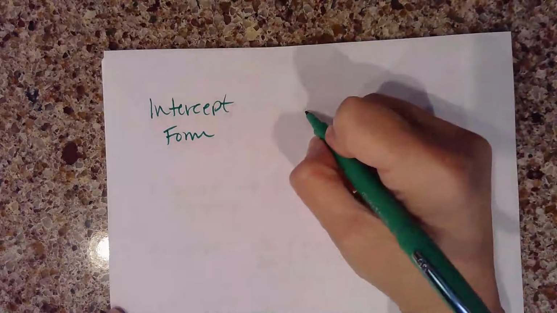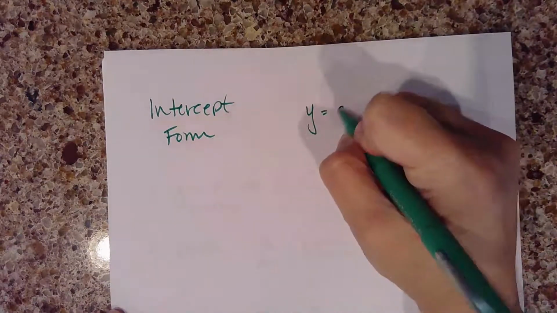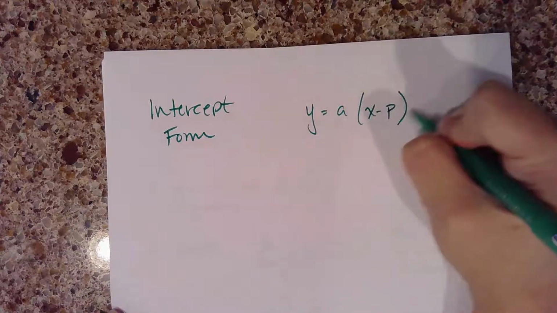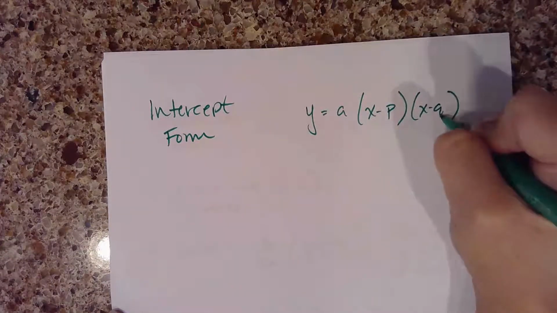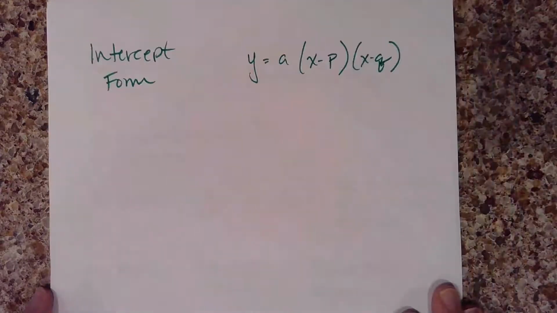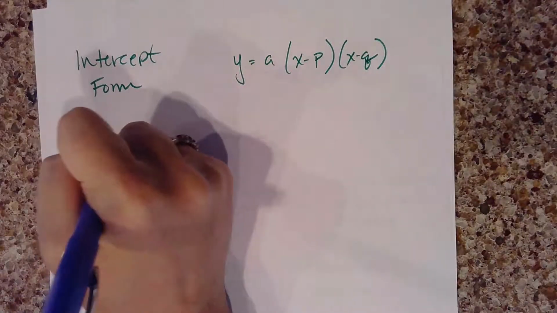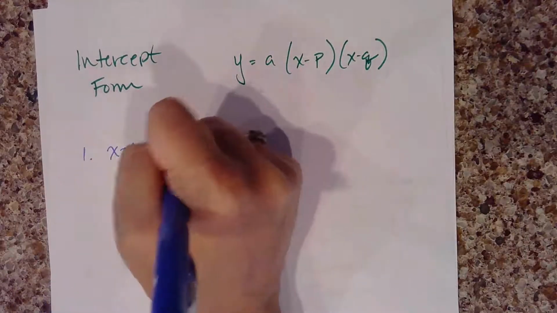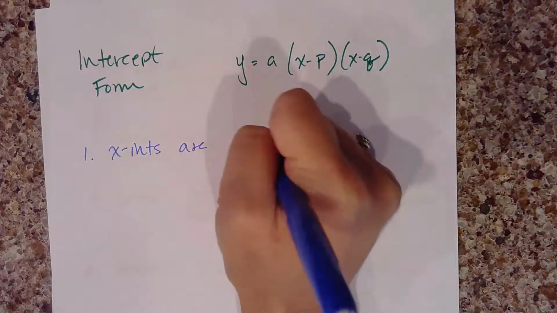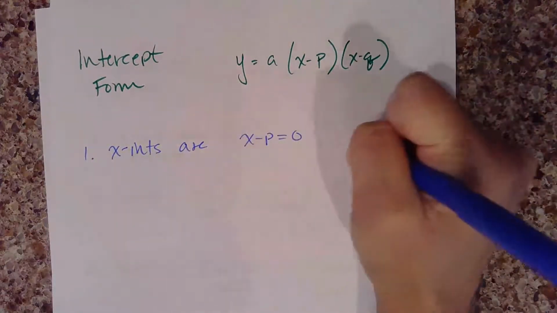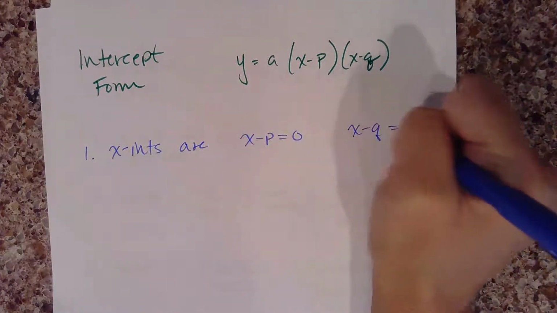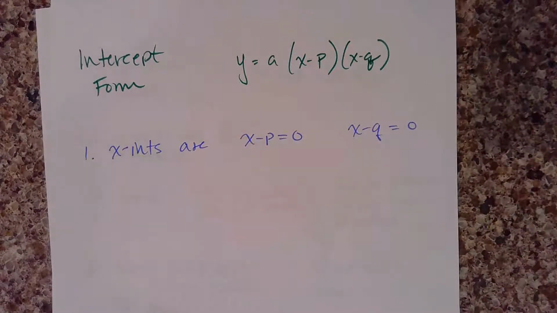We've already kind of done vertex form, but I can go over that if we need to. So remember, this was our intercept form: a(x - p)(x - q). The easiest thing to find here are our x-intercepts. So you just go x - p = 0, and then x - q = 0, and then you'd solve for x.